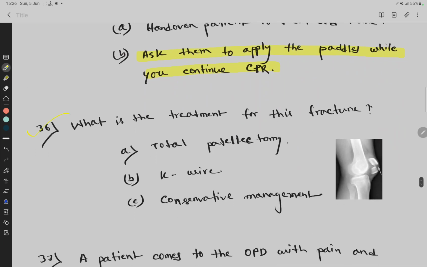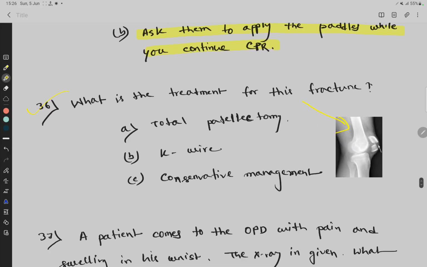36 number question, what is the treatment for this fracture? And this is a case of patellar fracture, and right option is B, K-wire.